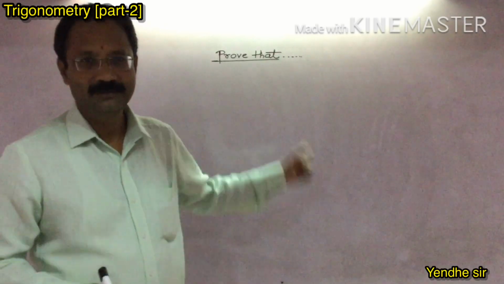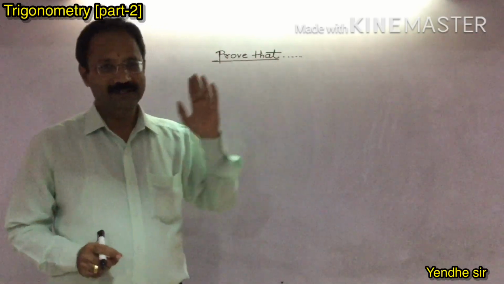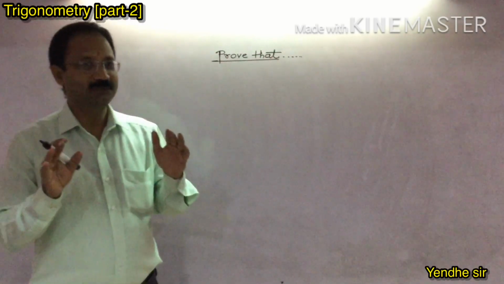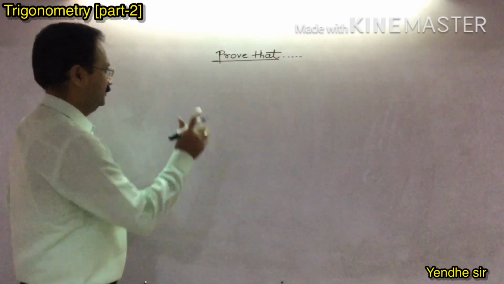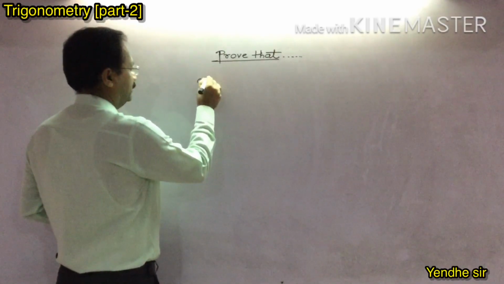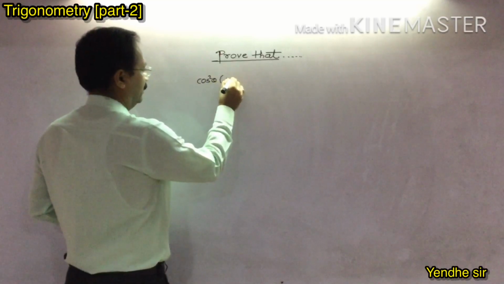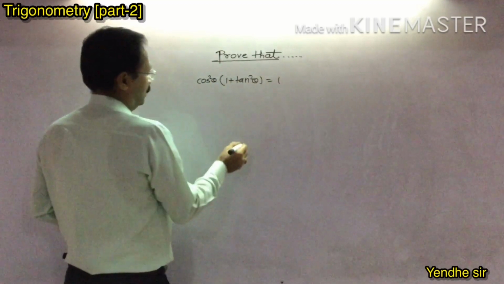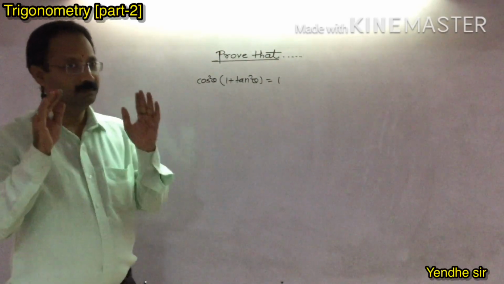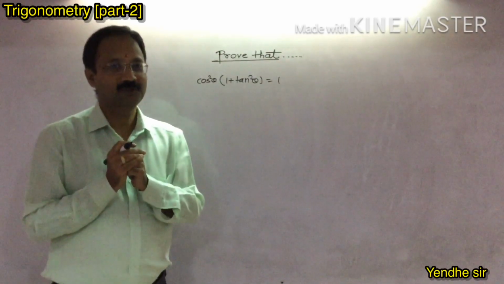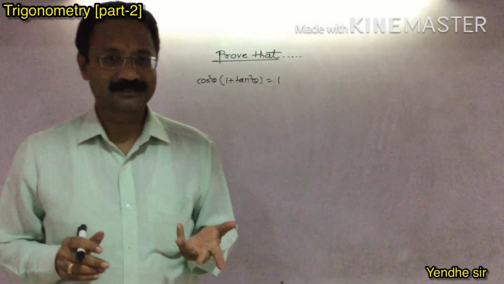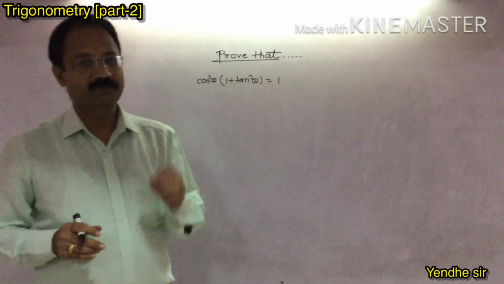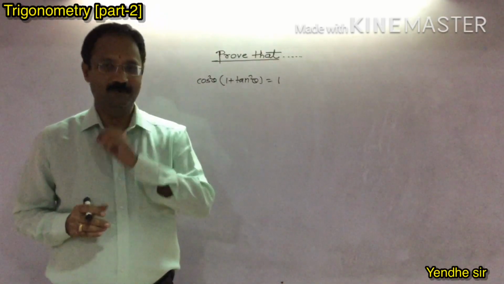That is, prove that. In this one, they will give you a sum like this: cos square theta in bracket 1 plus tan square theta equals 1. And the question they will ask you is, prove that. So, how can we prove that? For this, we must know all the formulas.